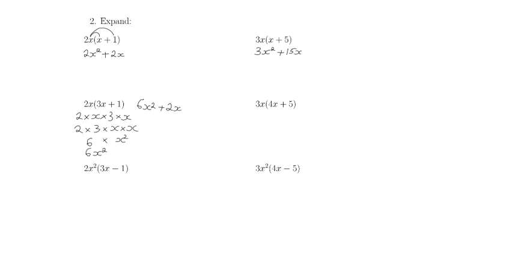Let's have a look at the next one. Here we have 3x multiplied by 4x add 5. So we're going to have to do 3x multiplied by 4x, and then we're going to have to do 3x multiplied by 5. 3x multiplied by 4x, we just have to multiply these numbers together, so that makes 12. And then we need to multiply the letters together. X times x makes x squared. 3x multiplied by 5, we just have to multiply the 3 and the 5 together, and we'll keep this x. So that makes 15x.